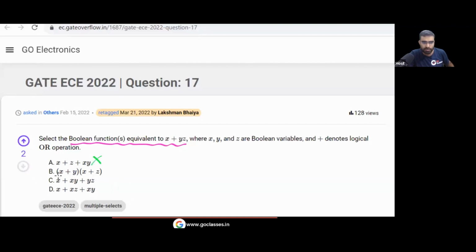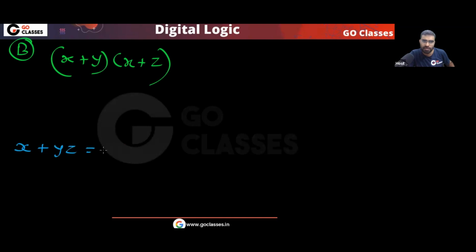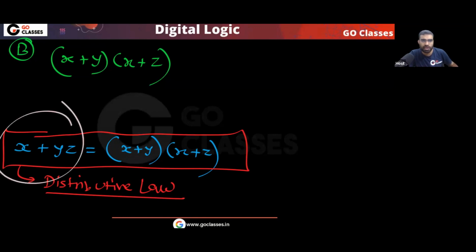What about option B? Option B is saying (x + y)(x + z). See, this is the distributive property. We know the distributive property: x + yz becomes (x + y) and (x + z). This is called the distributive law. So you can see this expression is equivalent to x + yz. So I can say option B is correct.